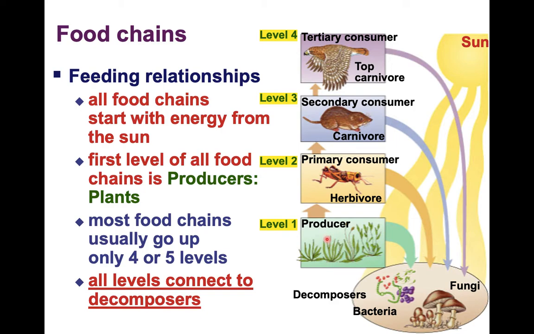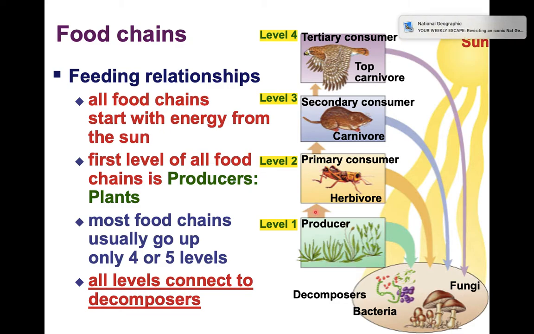Okay, now these producers act as food for level 2 primary consumers, which are known as the herbivores. Now they are known as herbivores because they will only feed on plants. Okay. Now notice that the energy keeps going up, right? So most food chains usually go up only 4 or 5 levels.